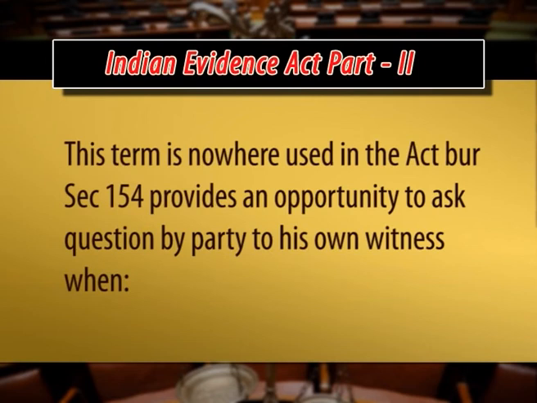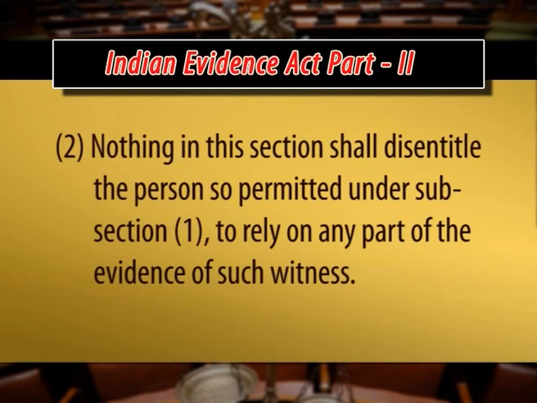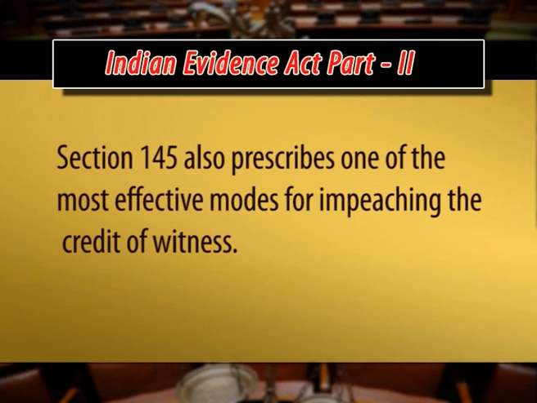This term is nowhere used in the Act, but Section 154 provides an opportunity to ask question by party to his own witness when, firstly, the court may in its discretion permit the person who calls a witness to put any question to him which might be put in cross-examination by the adverse party. Secondly, nothing in this section shall disentitle the person so permitted under subsection 1 to rely on any part of the evidence of such witness. Section 145 also prescribes one of the most effective modes for impeaching the credit of witness.